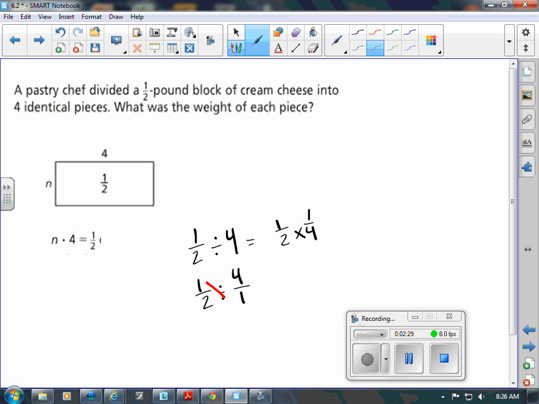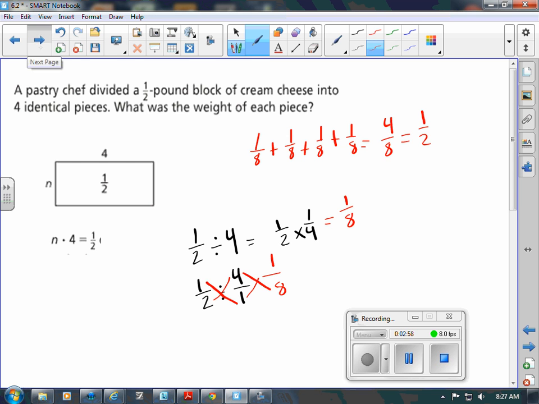So what we would actually do, cross multiply, right? Get a 1 here, cross multiply, bring it down, get 8 here. If we just multiply straight across, we would get 1/8. Either way. You could prove this by going 1/8 plus 1/8 plus 1/8 plus 1/8, which then equals 4/8, which is equal to 1/2. So we know we've done it correctly.